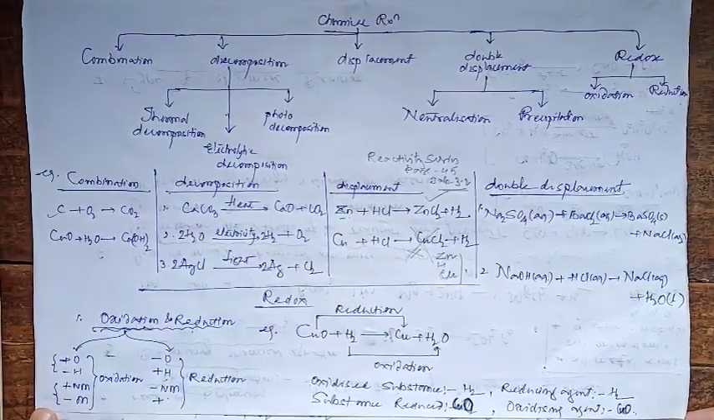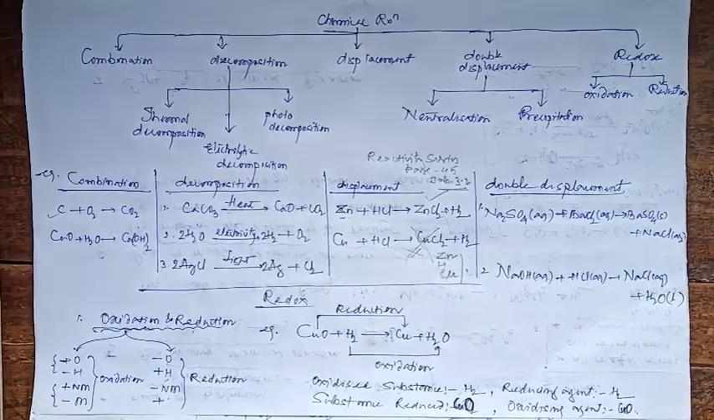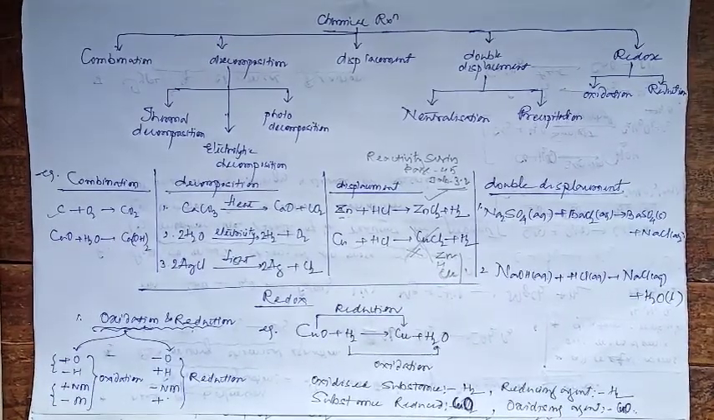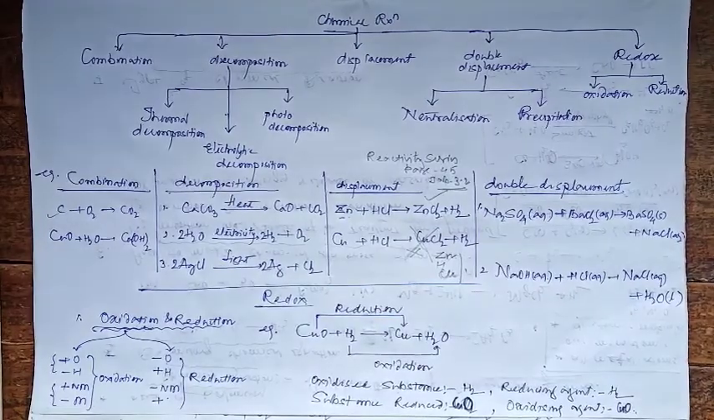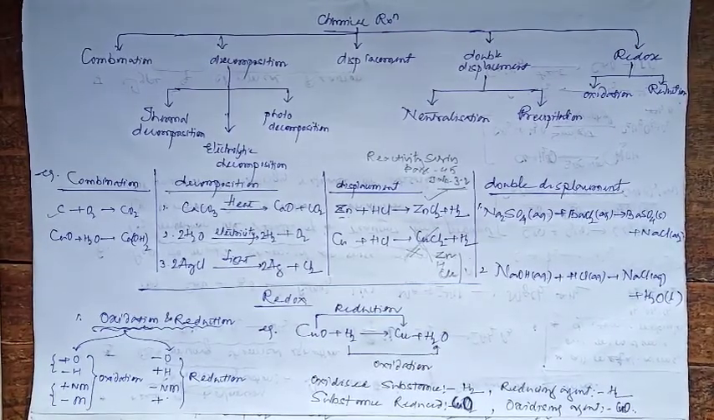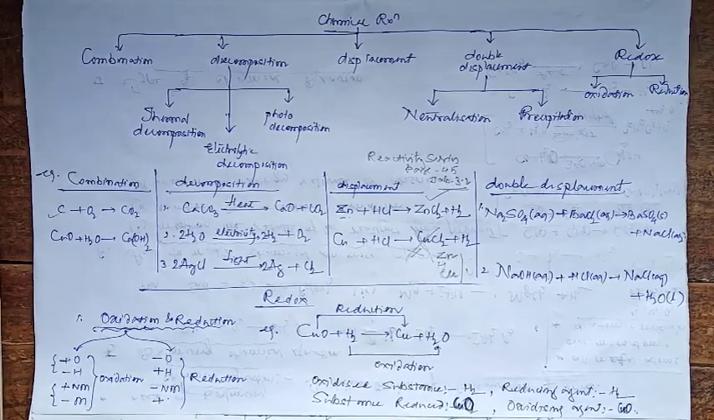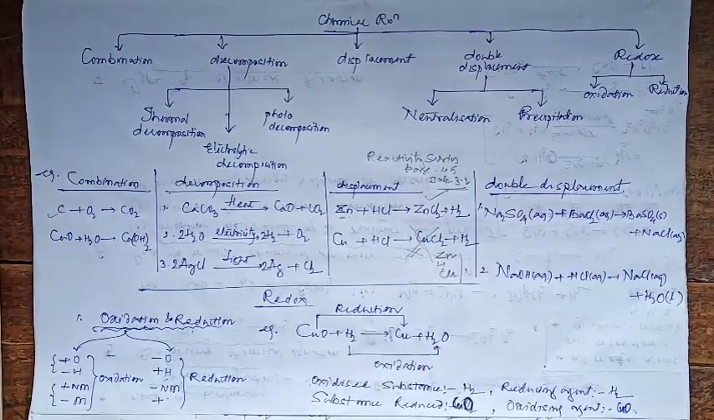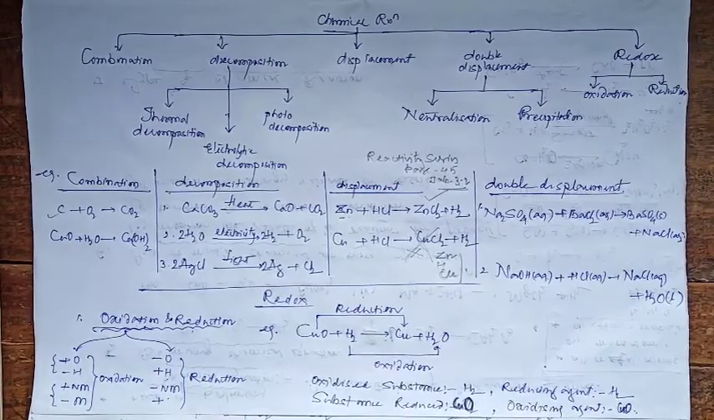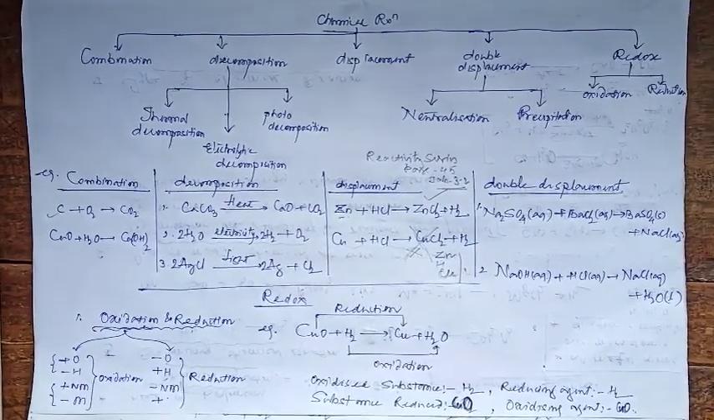I hope you understood what displacement reactions are and how to identify whether a given reaction is a displacement reaction, or whether a displacement reaction will occur or not. Now let's move on to another type of reaction, double displacement reactions. We can further classify double displacement reactions as neutralization and precipitation. Let's see the basis of this classification and understand what a double displacement reaction is.